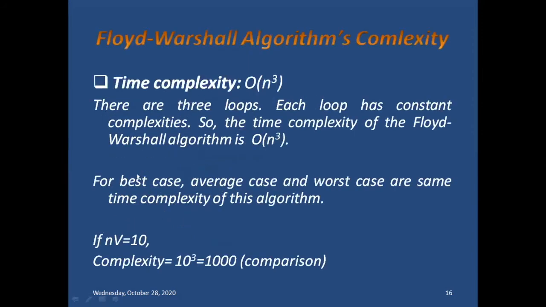And next, the Floyd-Warshall algorithm complexity. First, time complexity. There are three nested for loops, and each loop has constant complexity. So the time complexity of the Floyd-Warshall is O of n cube. The best case, average case, and worst case have the same time complexity for this algorithm. If the number of vertices is 10, then the complexity equals 10 cube equals 1000 comparisons. It is a huge time complexity.